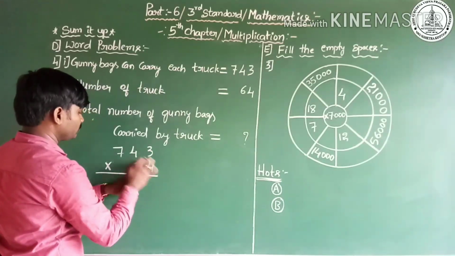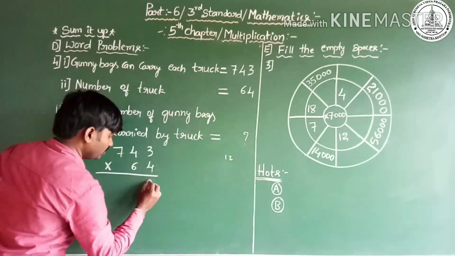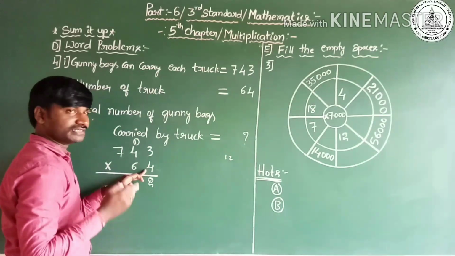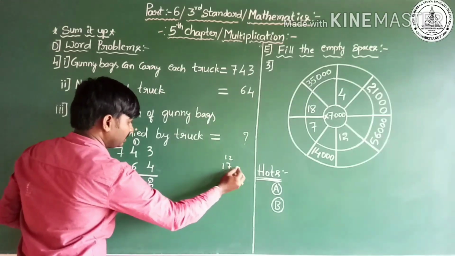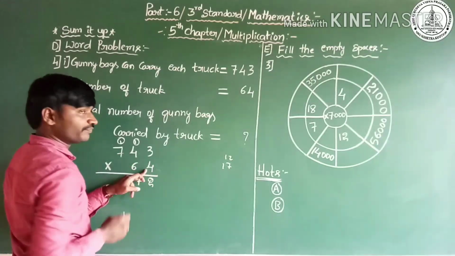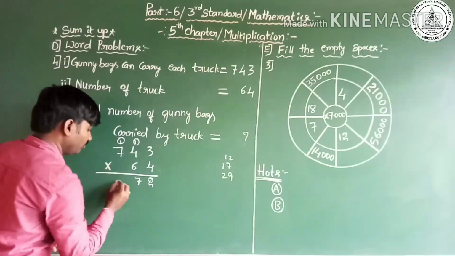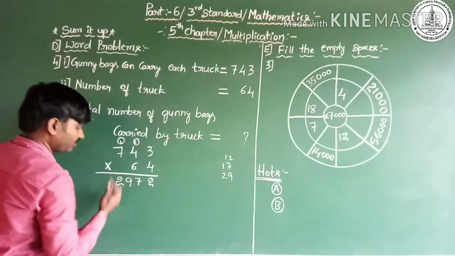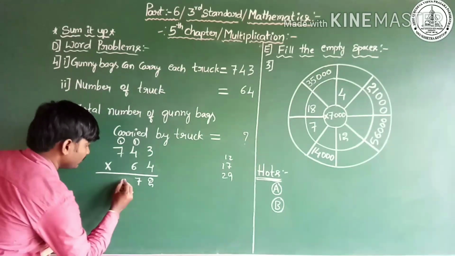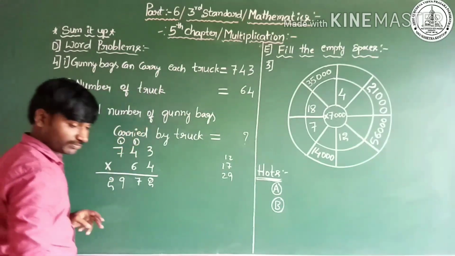4 3s are 12. 2 is here, 1 is carried over. Then 4 4s are 16. 16 plus 1, 17. 7 is here, 1 is carried over. 4 7s are 28. 28 plus 1, 29. Here no number, you directly write 29. When you write the numbers, the place value is very important. First step is clear.